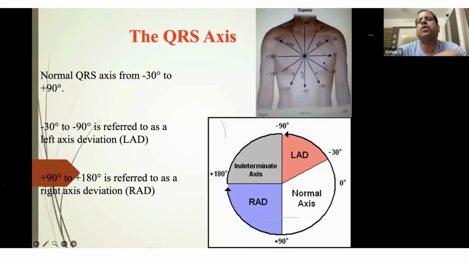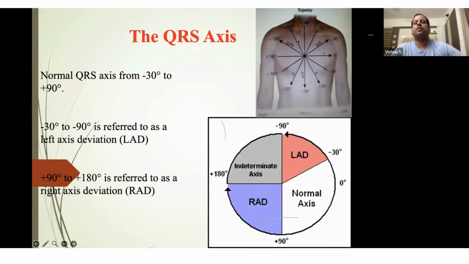So you don't have to be precise. If lead 1 and AVF are positive, it will be a line here. If lead 1 is negative and AVF is positive, it will come here. So the net vector will lie here. So if 1 is negative and AVF is positive, it will be right axis. If 1 is positive and AVF is positive, it will be normal axis. If AVF is negative and 1 is positive, it will be left axis deviation. If both are negative, it will be extreme axis deviation.